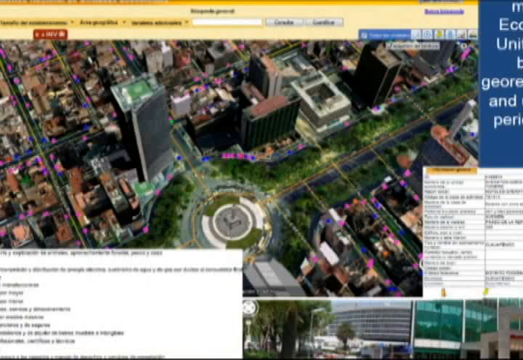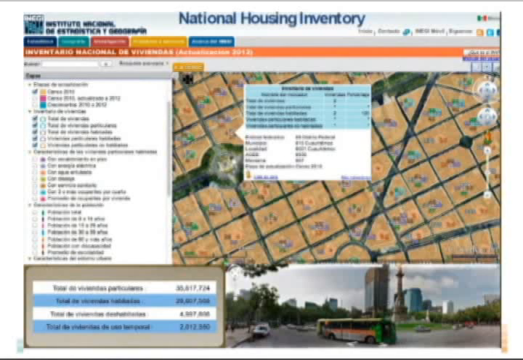We have two big projects. One is the economic unit reference, where we have georeferenced more than 4.4 million economic units, and the other is our national housing inventory, where we have all the information from our census, and everything is georeferenced. All the households, the number of members of each block, everything is georeferenced block by block.